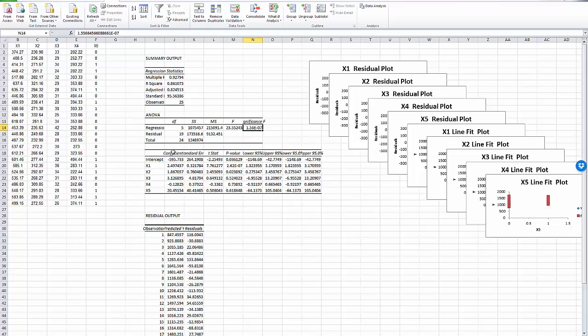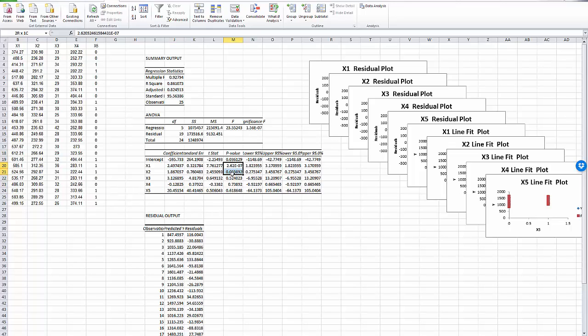I look at the printout here. The first column gives me the equation. Therefore, y is equal to minus 595 plus 2.497 x1 plus 1.867 x2, plus 3.126 x3, minus 128 x4, plus 2.45 x5. Once I have recognized the equation, I like to know if my coefficients are significant.